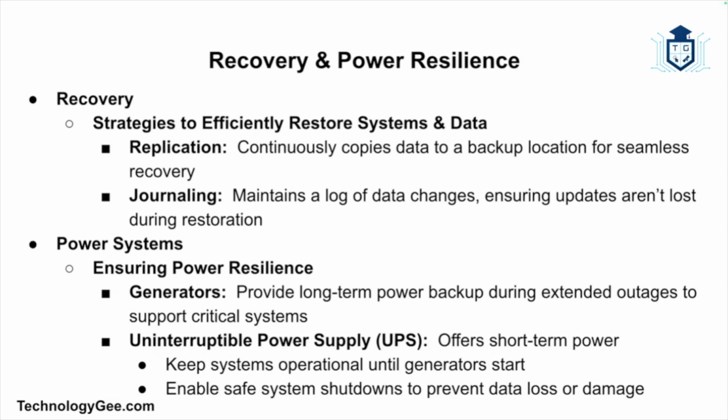And then finally, let's talk about power resilience. And two aspects of power resilience are generators and UPS, or uninterruptible power supplies. So generators, they provide long-term backup power for critical systems during outages. And UPS, this keeps systems running for a short time until generators activate or systems are safely shut down.